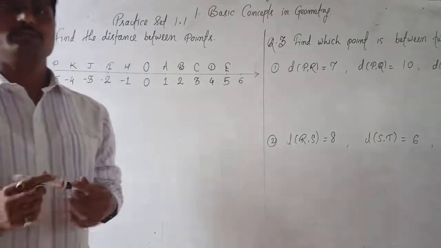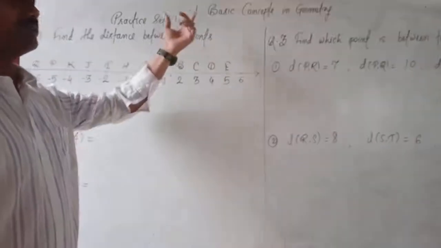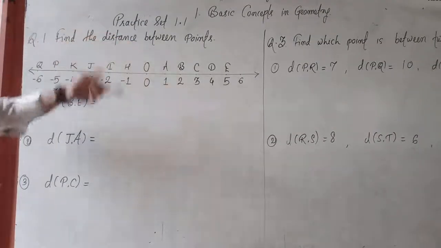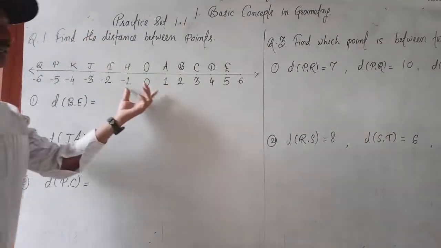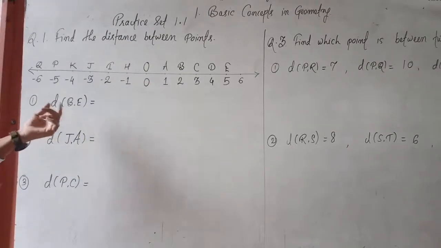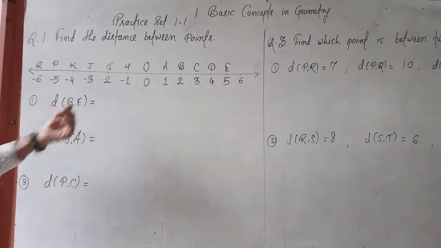In this video we are going to discuss practice set 1.1. Now move to the first question. The question is: find the distance between the given points by using this number line. So look at the first question, distance between point B and E.